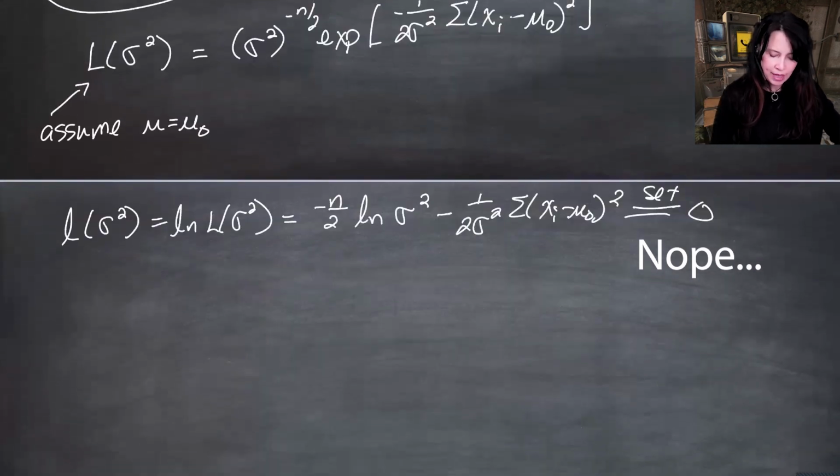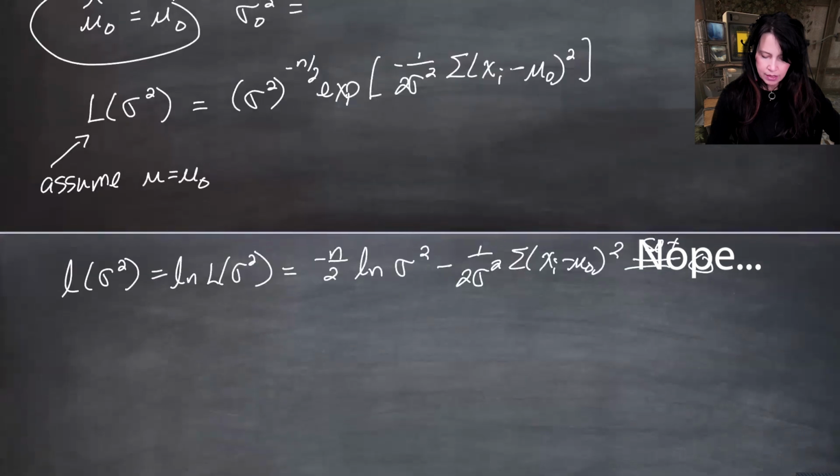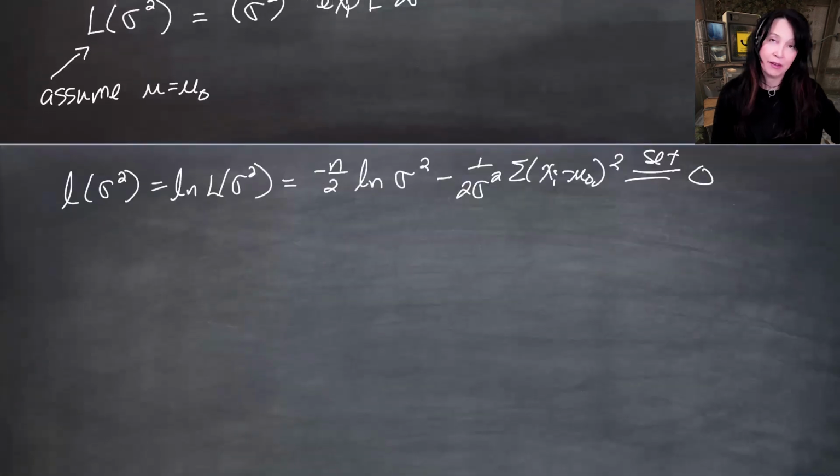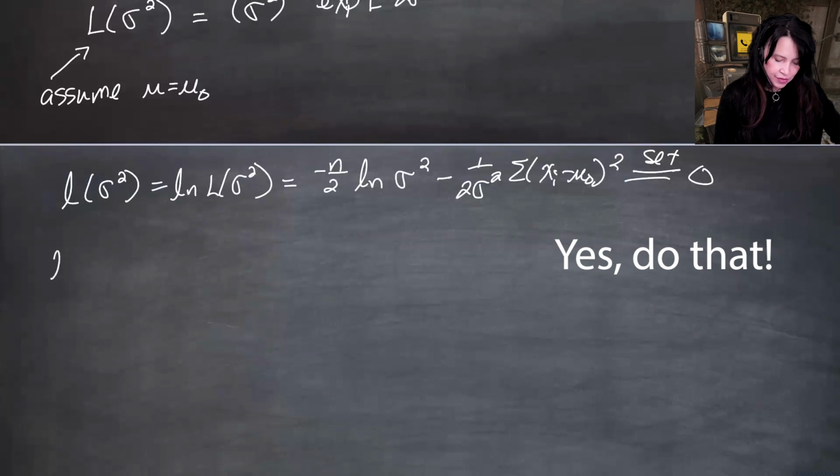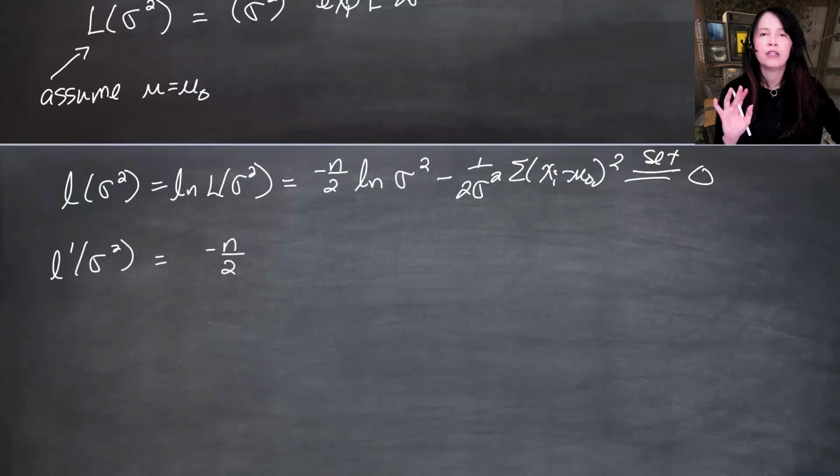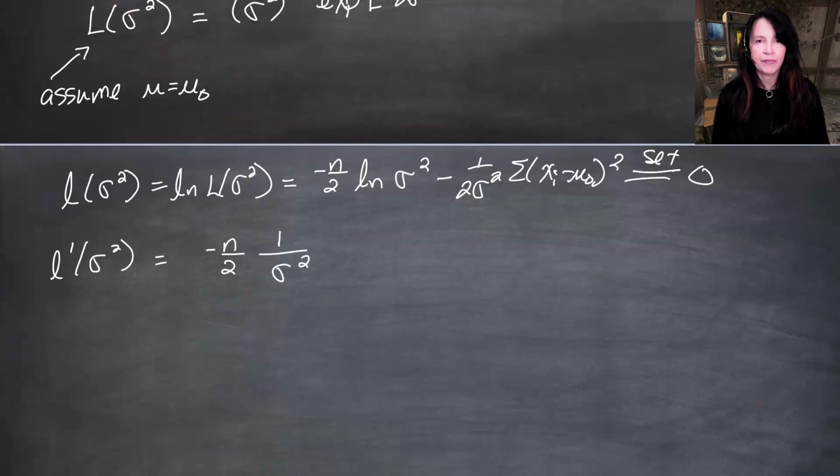You can do whatever you want. Well, I haven't taken a derivative yet, so I think we should do that. Okay, so I'm going to take the derivative with respect to sigma squared. I get minus n over 2. The log of, say, x, the derivative is 1 over x. In general, the log of a function of x has derivative equal to the derivative of that function over the function itself. Here, we're not talking about x, we're talking about sigma squared. So the log of sigma squared, if you take its derivative with respect to sigma squared, you get the derivative of sigma squared with respect to sigma squared, which is just a 1, over the sigma squared itself.